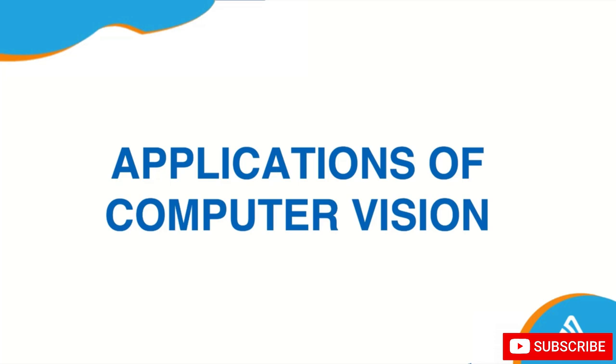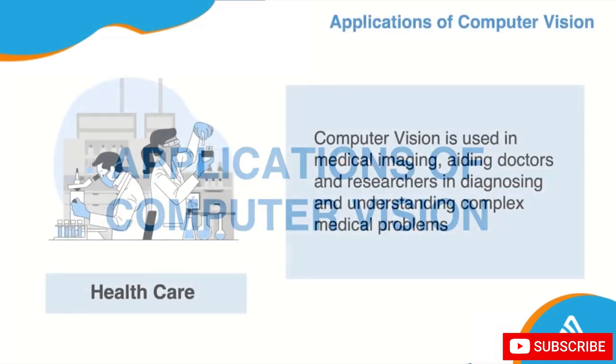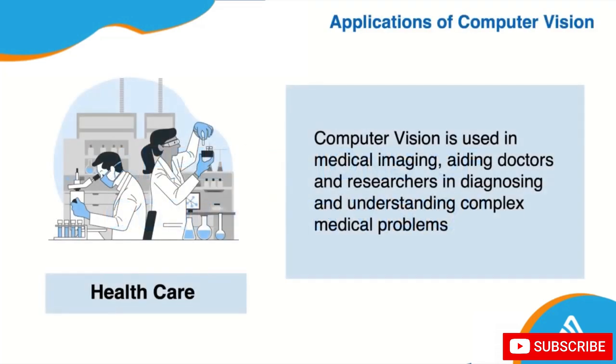Some fields which have been mostly affected by computer vision are healthcare. Computer vision has been used in medical imaging, aiding doctors and researchers in diagnosing and understanding complex medical problems. For example, cancer cells, which are outgrowths. An apt cure for cancer has not yet been developed, and most times it is usually noticeable only when it has become chronic or when it has infested a large amount of cells. Cancer cells are always likely to go undiscovered at the early stages because they are so small and the facilities available are not efficient for spotting cancer at the early stages.